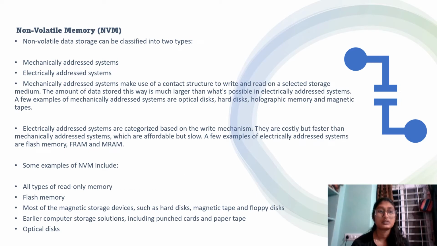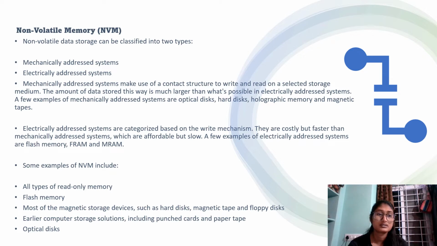Non-volatile memory storage can be classified into two types: mechanically addressed systems and electrically addressed systems. Mechanically addressed systems make use of a contact structure to write on a selected storage medium. The amount of data storage is far larger than what is possible in an electrically addressed system. A few examples of mechanically addressed systems are optical disk, hard disk, holographic memory, and magnetic tapes.